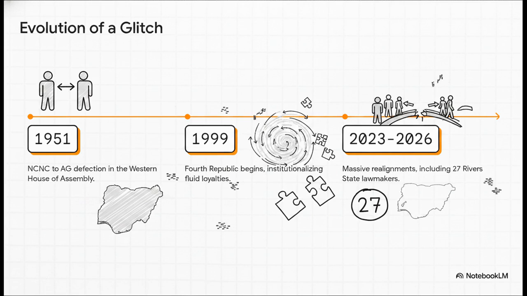Then, fast forward to the start of the Fourth Republic in 1999. Because our parties didn't really have strong, distinct ideologies, these fluid loyalties basically became institutionalized. And that brings us to the massive legislative realignments between 2023 and 2026, like the 27 Rivers State lawmakers who suddenly switched sides. So yeah, this is no longer just a rare, clever workaround. It is a highly institutionalized exploit.